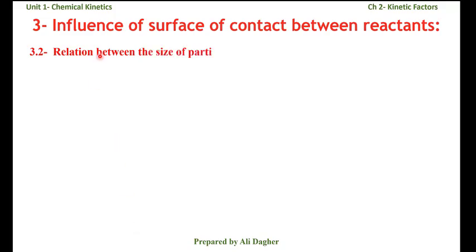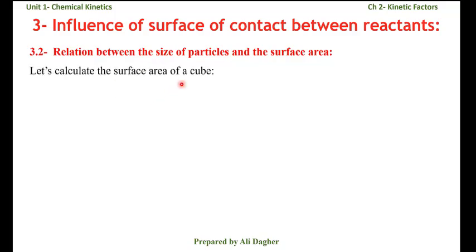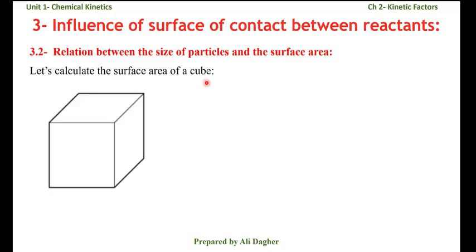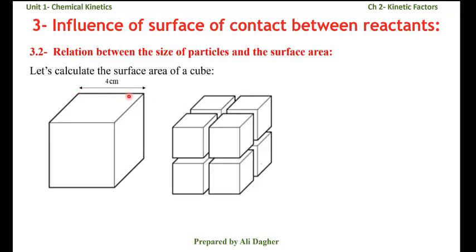Now, the relation between the size of particles and the surface area. Let's calculate the surface area of a cube. We have a cube of side 4 centimeters. And if we divide this cube into 8 cubes, the same amount, but now the size of each small cube is 2 centimeters, we divide it to the half.